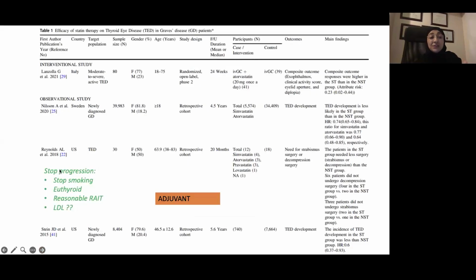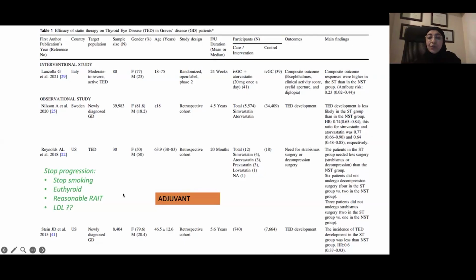So what did this meta-analysis show us? The biggest studies came from a retrospective analysis of over 39,000 patients addressing the development of thyroid eye disease. Thyroid eye disease was less likely to happen in the groups who had received statin therapy. Another study, over 8,000 people, demonstrated the same thing.